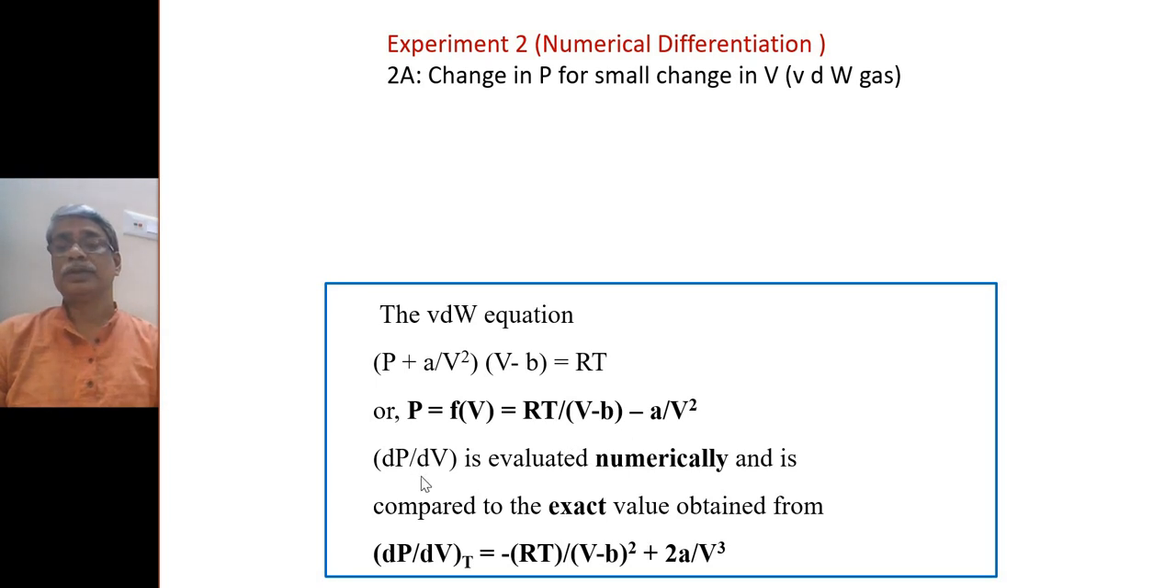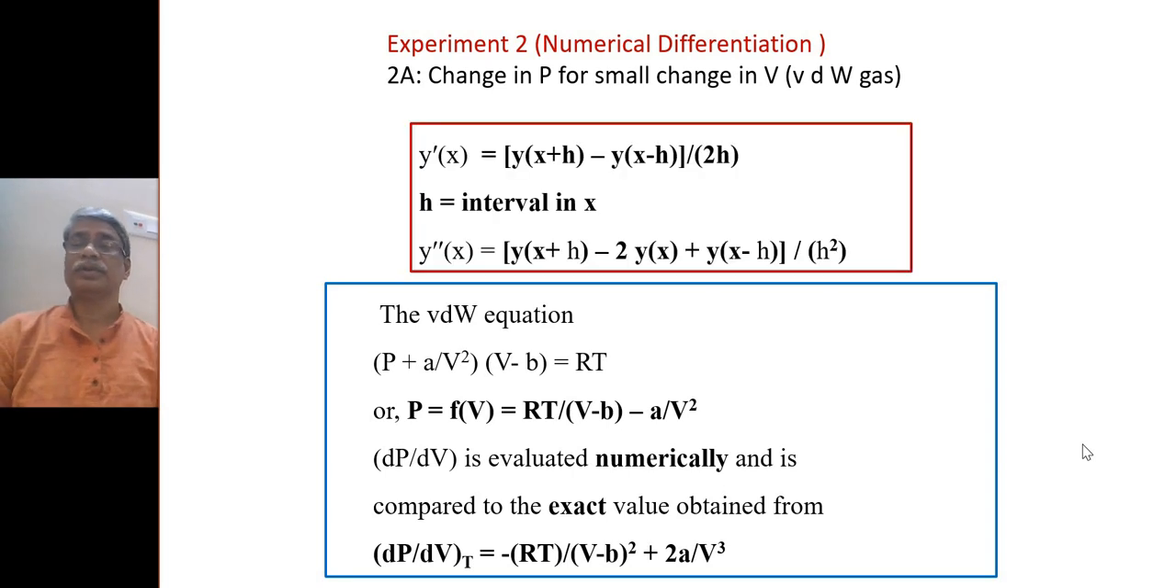Now if you differentiate dP/dV, theoretically you will get −RT/(V − b)² + 2a/V³. But our task is to evaluate this derivative dP/dV at different V numerically, that means using a numerical differentiation scheme, and of course we will compare those values with the exact theoretical values obtained from this expression. So we will be using a differentiation scheme like this.